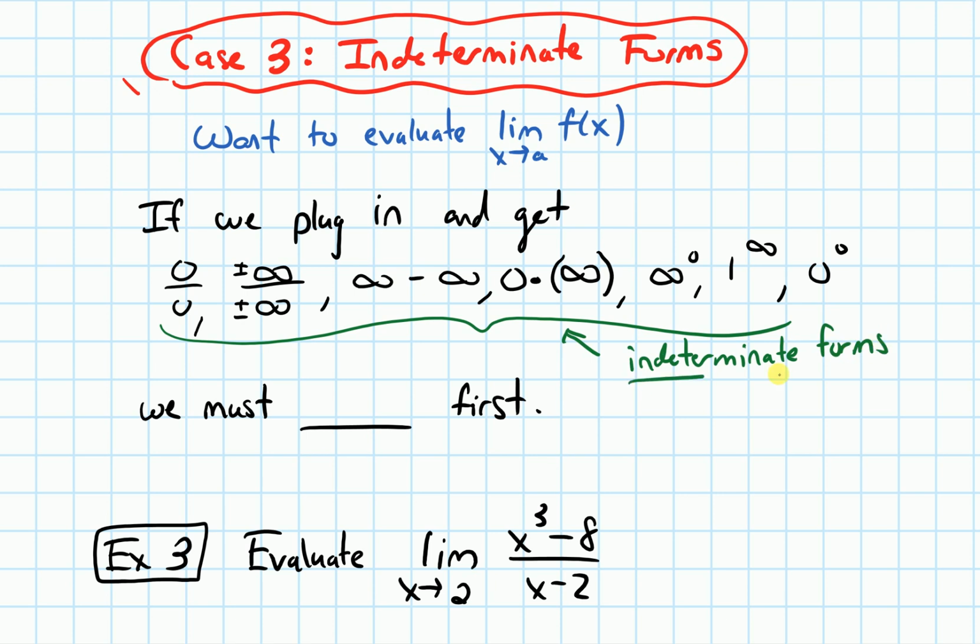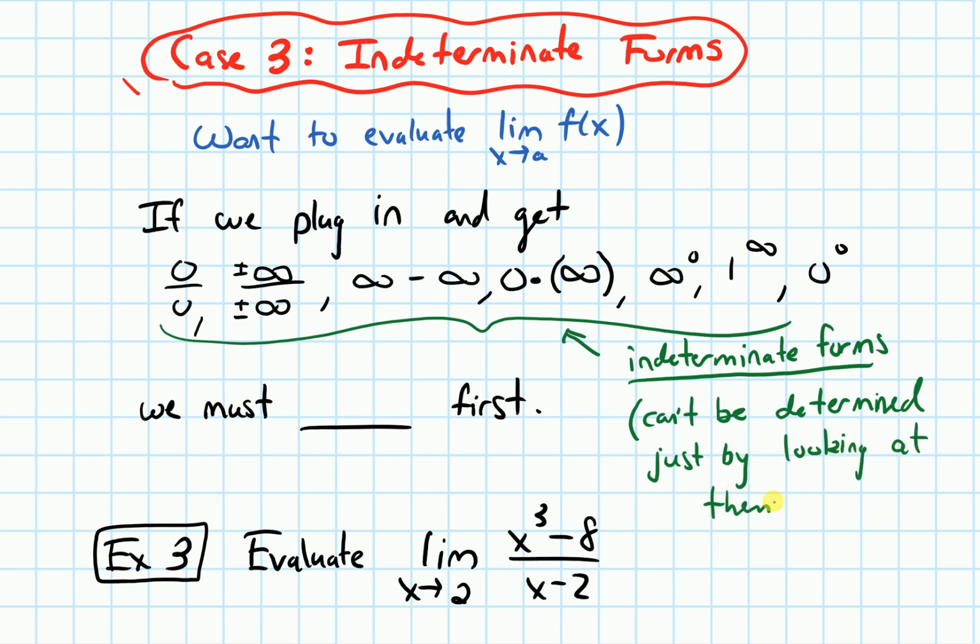What indeterminate forms are is they're what we get when we plug into a limit that can't be determined just by looking at them. So if you know something has the form 0 over 0, but nothing else, we don't know what it is. An indeterminate form could theoretically be anything, depending on the scenario.